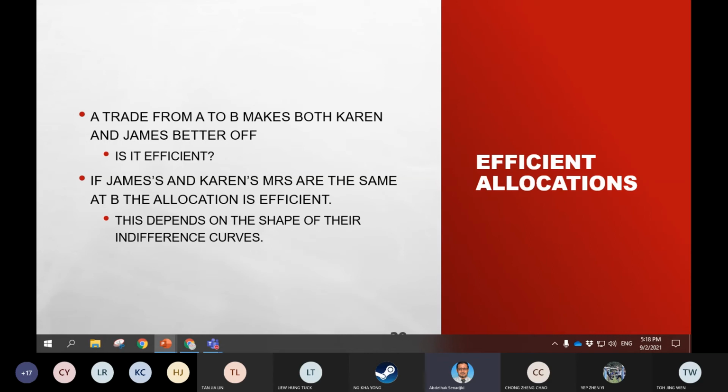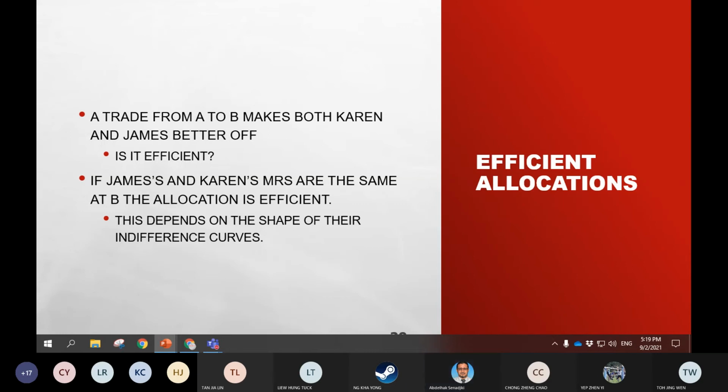If at point B the MRS of James equals the MRS of Karen, then we say we reach the efficient allocation. But if they are not equal, then we cannot reach an efficient allocation.